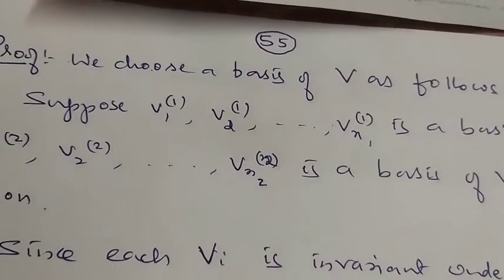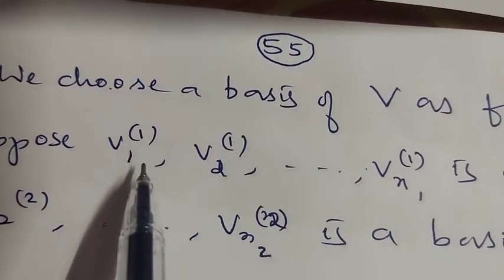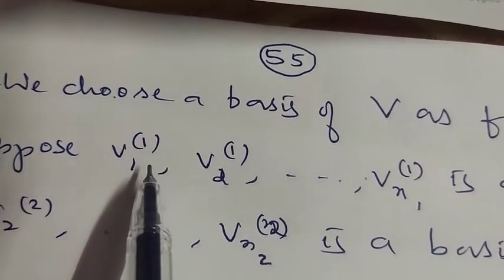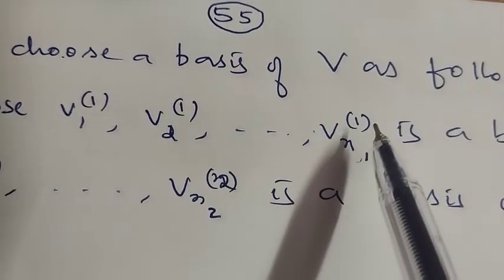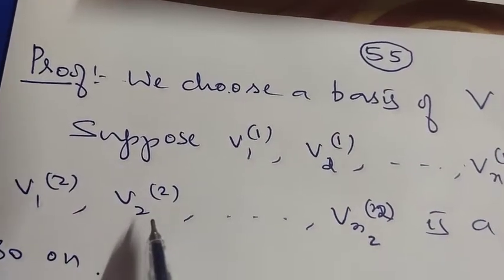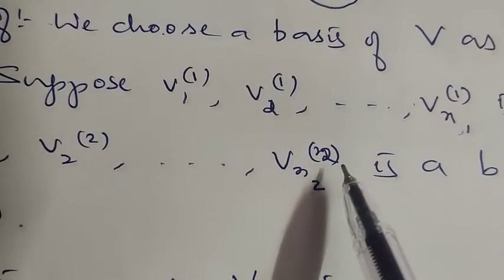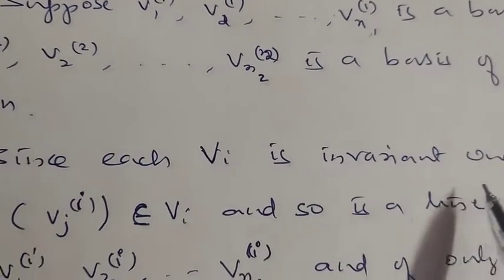Now each Vi is invariant under T. Each Vi is invariant under T means what will happen? T of V11 belongs to where? It belongs to V1. T of V21 belongs to V1. T of Vn11 belongs to V1. Similarly, T of V12 belongs to V2. T of V22 belongs to V2. T of Vn22 belongs to V2. Likewise for all, because each of these subspaces is invariant under T.